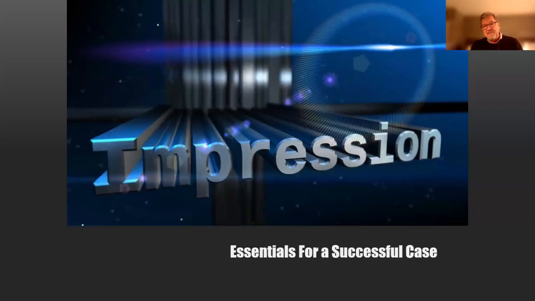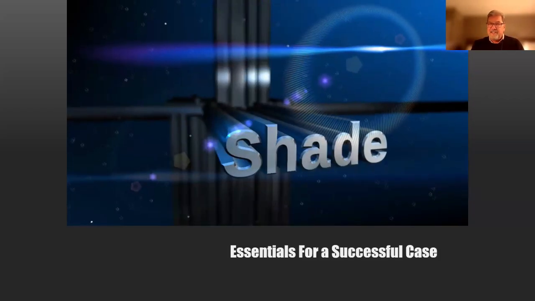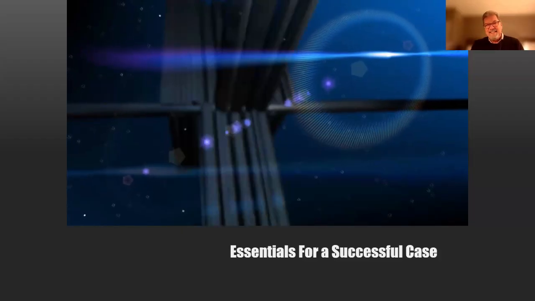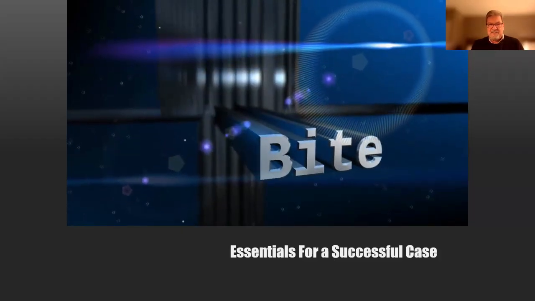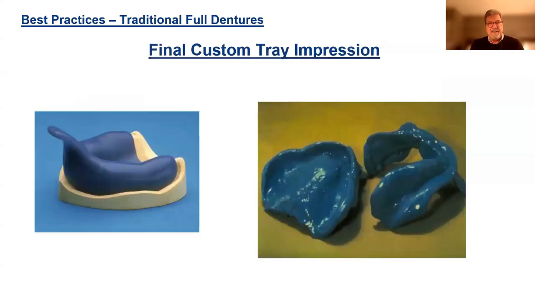So essentials for a successful case: we need the right materials, we need the right shade, and we need the right occlusion. So preliminary impressions: most of the time you've got to utilize a stock tray and take an impression with quality alginate material. We want to make sure all the anatomical landmarks are captured in the impression, because if we can capture as much accuracy as we can with the preliminary impression, then we make our custom tray final impression. We're going to have a nice, accurate custom tray for a great impression.